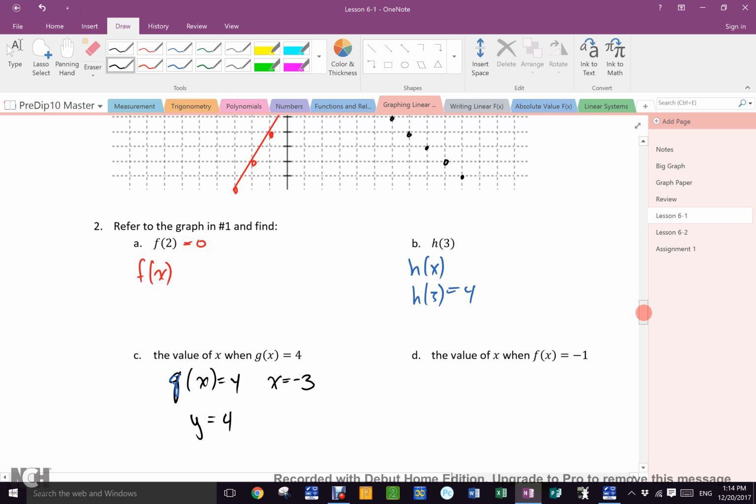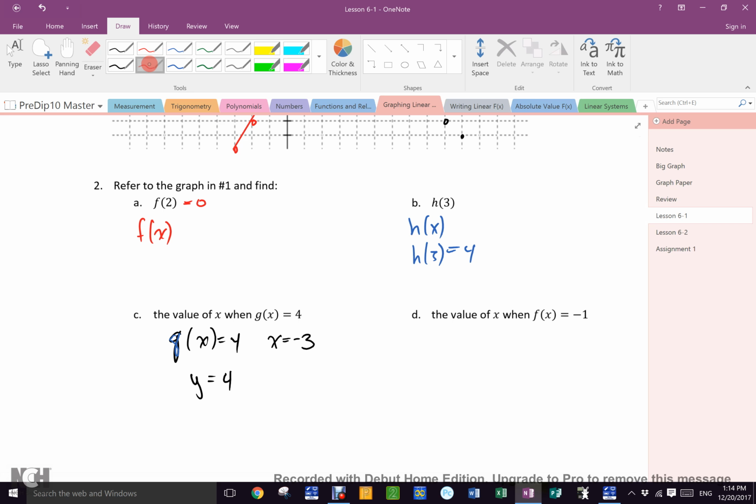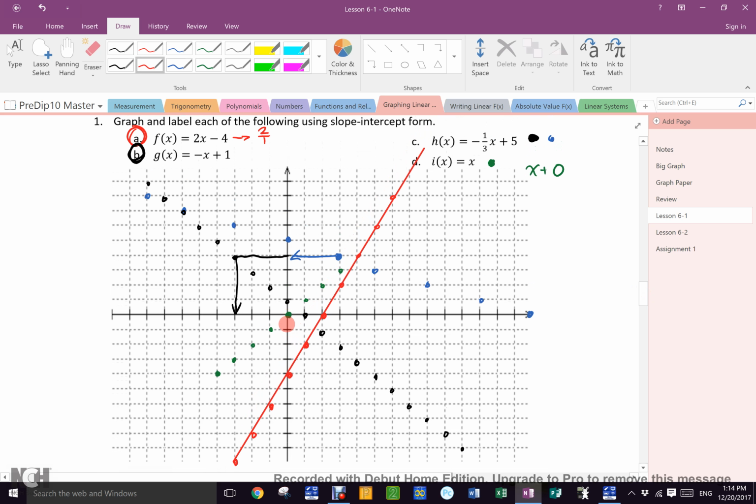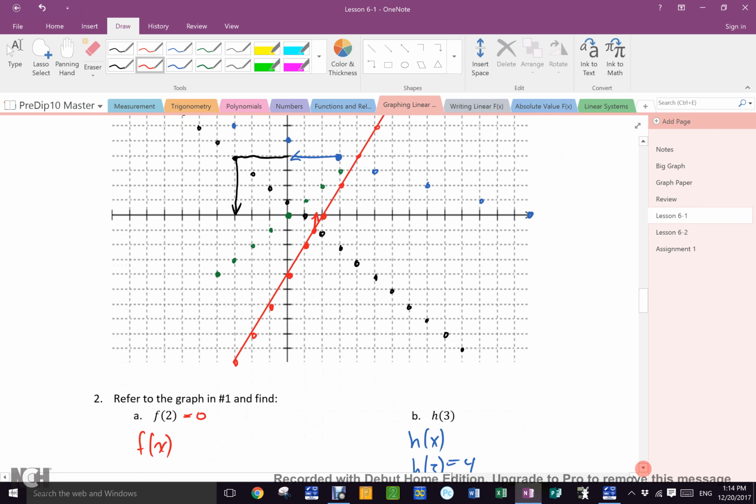And the last one. I'm back to the red function. F of x equals negative 1. So I go on which axis? The y value equals negative 1. And I find... What's that? That's 1.5. Nice job.